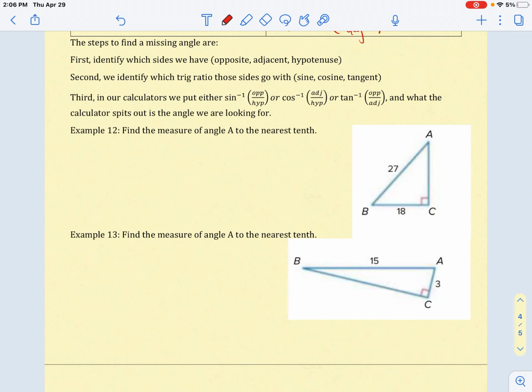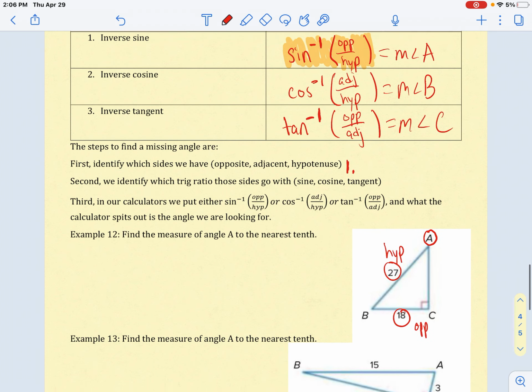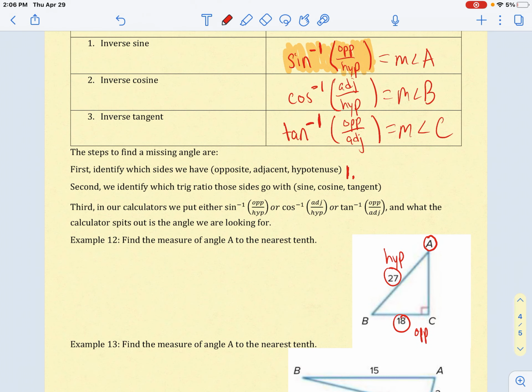So for example 12, it says find the measure of angle A to the nearest tenth. So I'm going to go over to angle A, okay? And I'm going to ask myself, first, identify which sides I have. So in relation to A, I have 18, which is the opposite, and 27, which is the hypotenuse. So since opposite and hypotenuse goes with sine, I'm going to use sine. But since I'm trying to find an angle, I'll use inverse sine. So the inverse sine, okay?